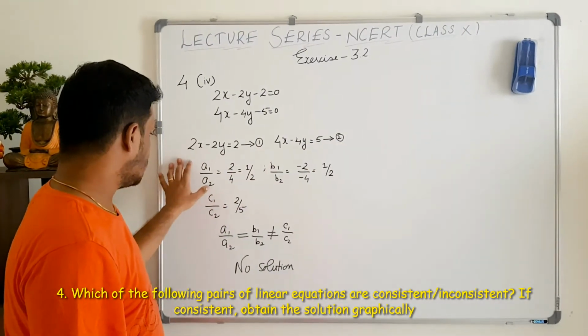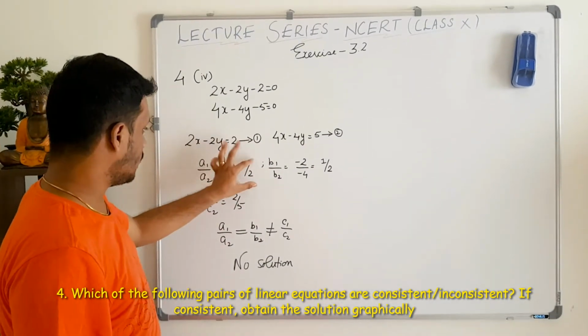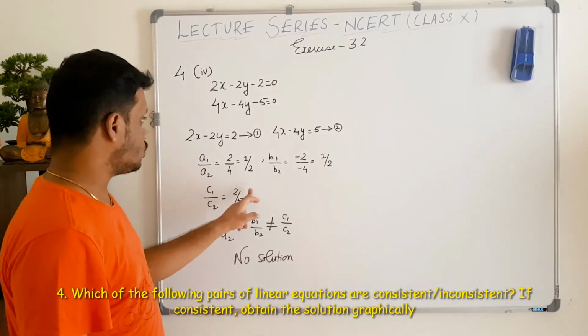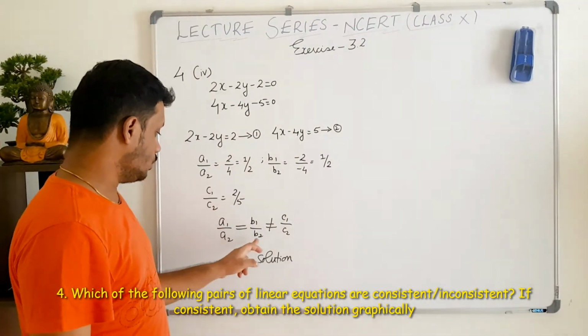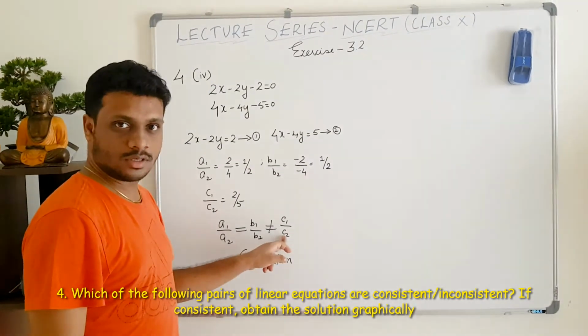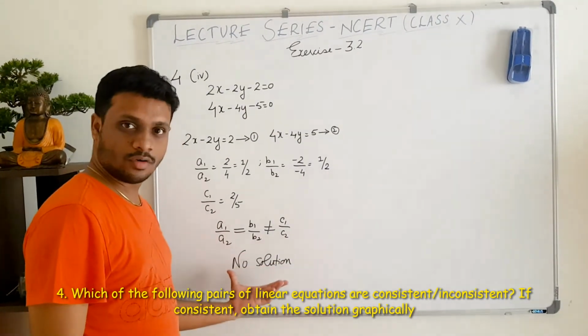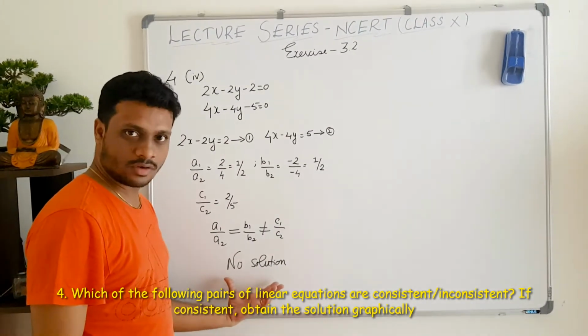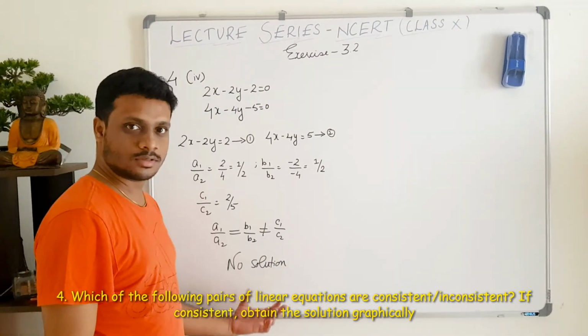So when I find the consistency condition, a1 by a2 is 1 by 2, b1 by b2 is also 1 by 2. But when I find c1 by c2, it's 2 by 5. So a1 by a2 is equal to b1 by b2, not equal to c1 by c2, which is the condition for inconsistency, and hence the system has no solution. So we are not solving this graphically because we will get parallel lines for this.